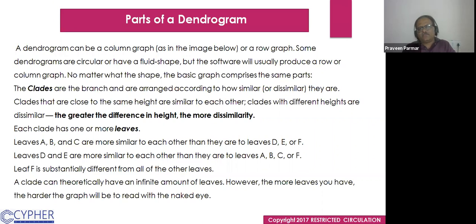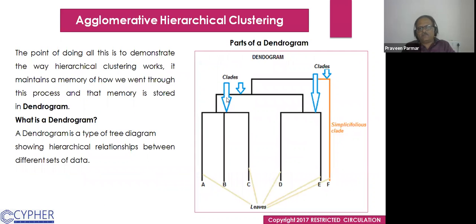No matter what the shape, the basic graph comprises the same parts, and the clades are the branches, arranged according to how similar or dissimilar they are. Clades that are close to the same height are similar to each other. Clades with different heights are dissimilar. The greater the difference in height, the more the dissimilarity. So this is the interpretation we can understand through it. Each clade has one or more leaves. Here this clade has 3 leaves, this has 2 leaves, and this has 1 leaf. So these are the clades.